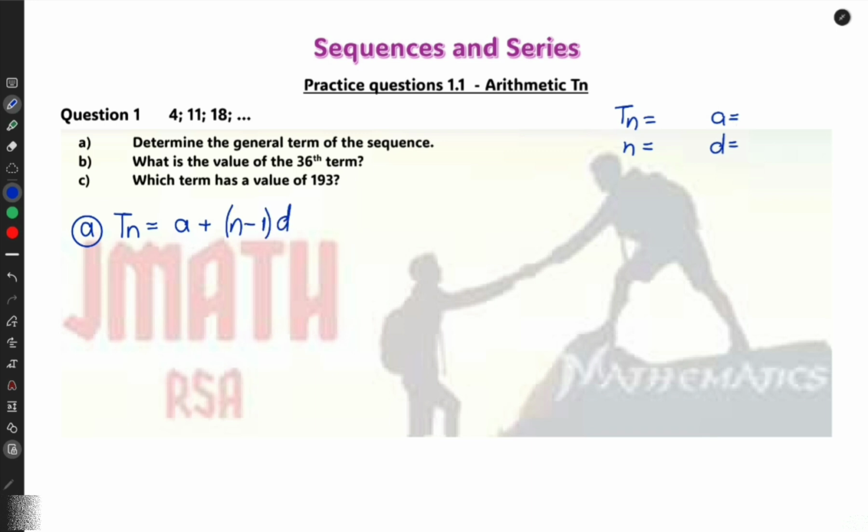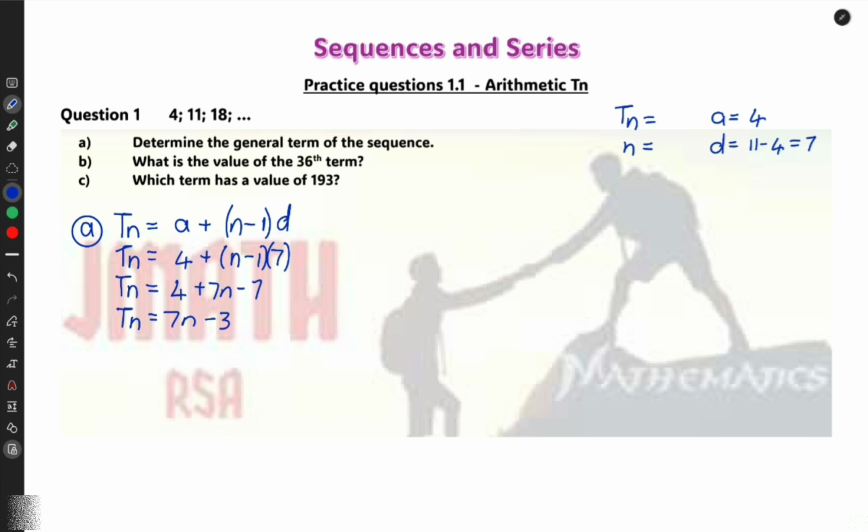Okay, so I can see a is the first term. It's 4. D I get when I say 11 minus 4, so that is equal to 7. In question A, they don't ask me for n or Tn, so I'm just going to leave it blank. So I can just fill in: a is 4 plus n minus 1, and then a 7. So the final answer for this one: 4 plus 7n minus 7. Sorry, now it's only the final answer, so it's 7n minus 3. That is my nth term general formula, or whatever they want to call it.